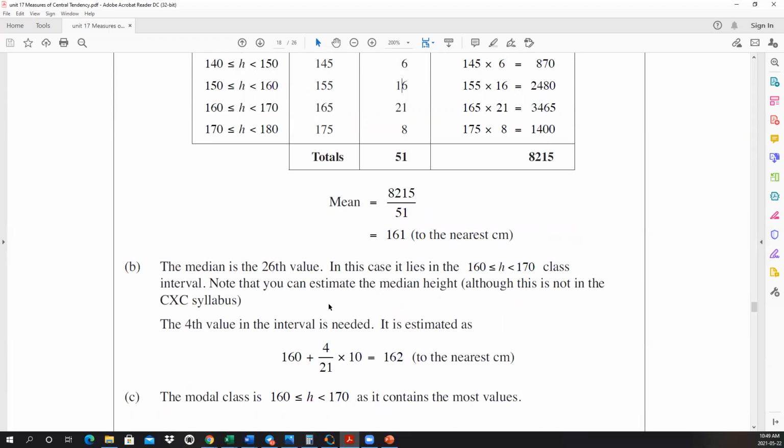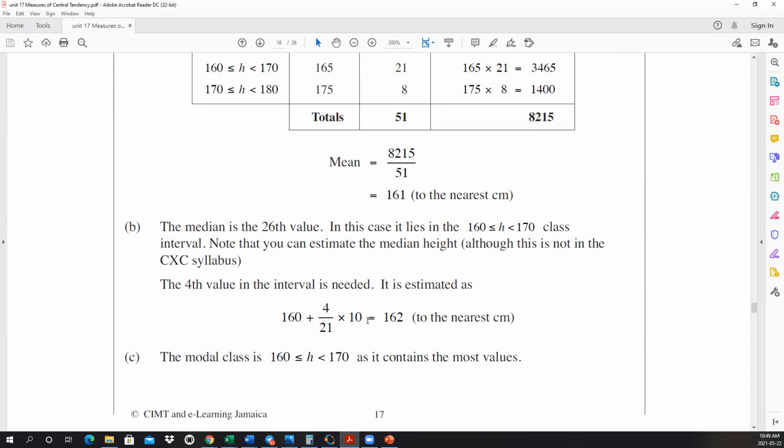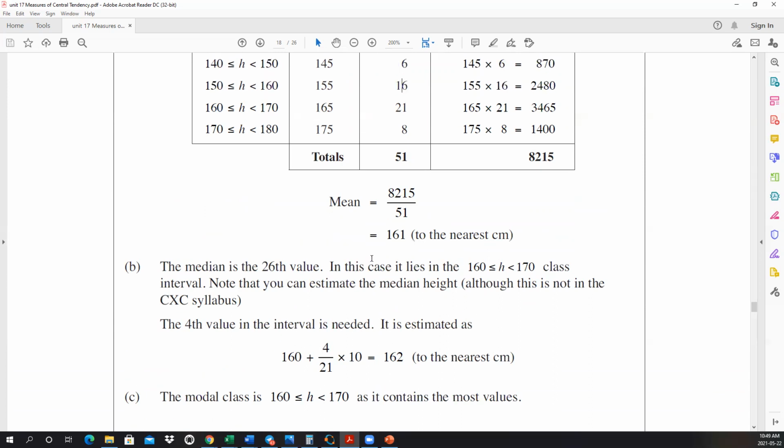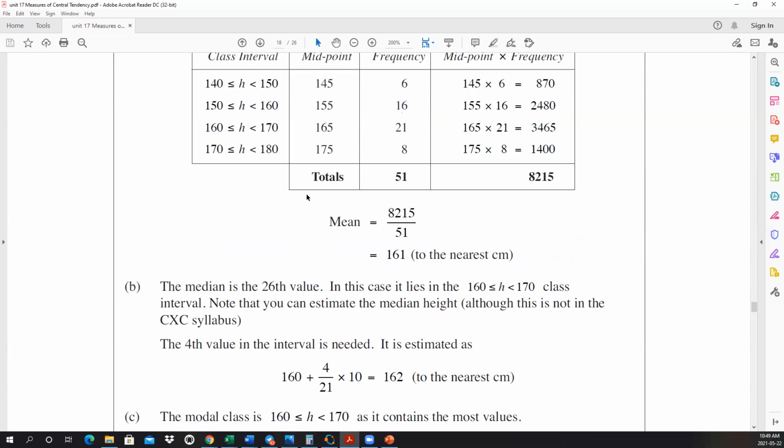They said this is not in the CXC syllabus, so maybe I shouldn't even stress it, but here it is. It is estimated by 160, right? Because remember, you know it's somewhere here. It's the fourth value here. So there's a 160, and then there's a 4 over 21, because you need a fourth value from this set. And then they have multiplied by 10.